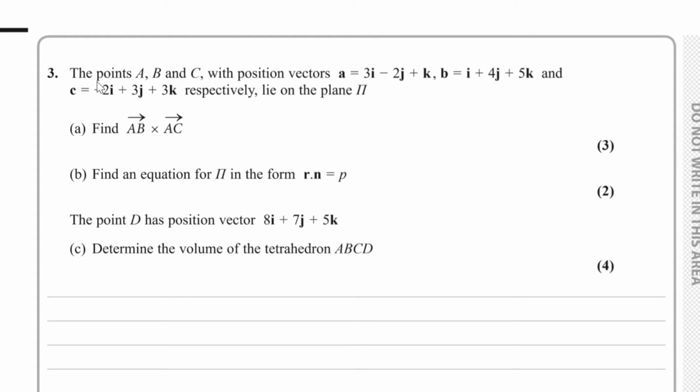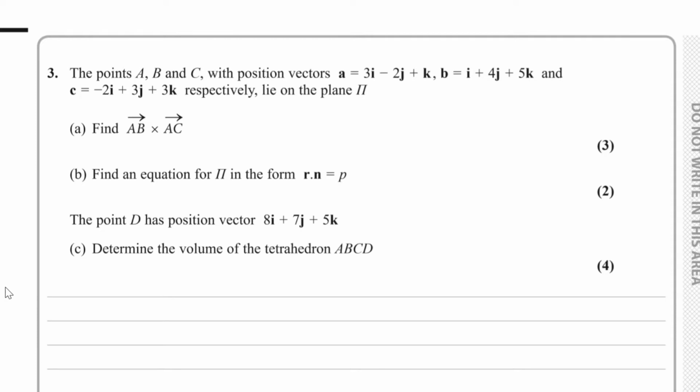Question number 3. The points A, B and C with position vectors 3i minus 2j plus k, i plus 4j plus 5k, and minus 2i plus 3j plus 3k respectively lie on the plane pi. And for part A, we have to find AB cross with AC.